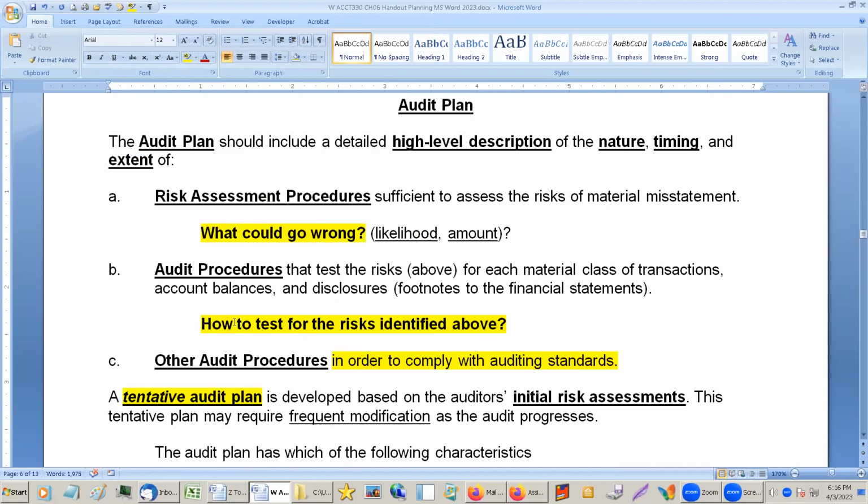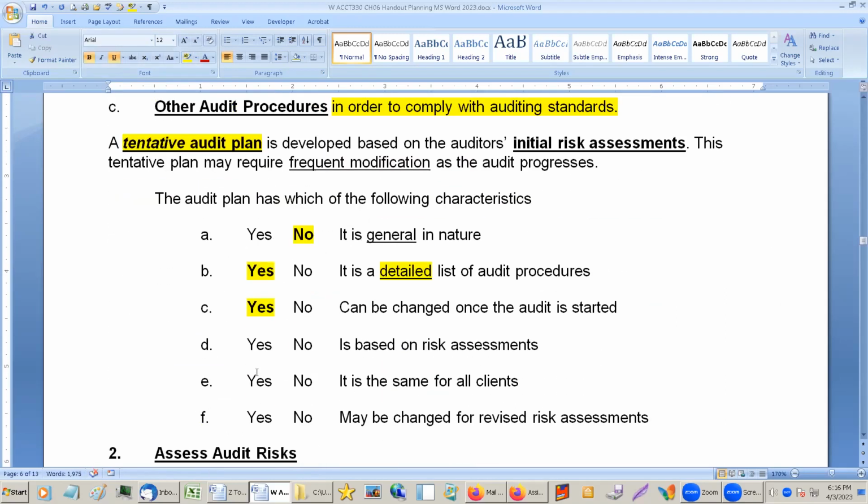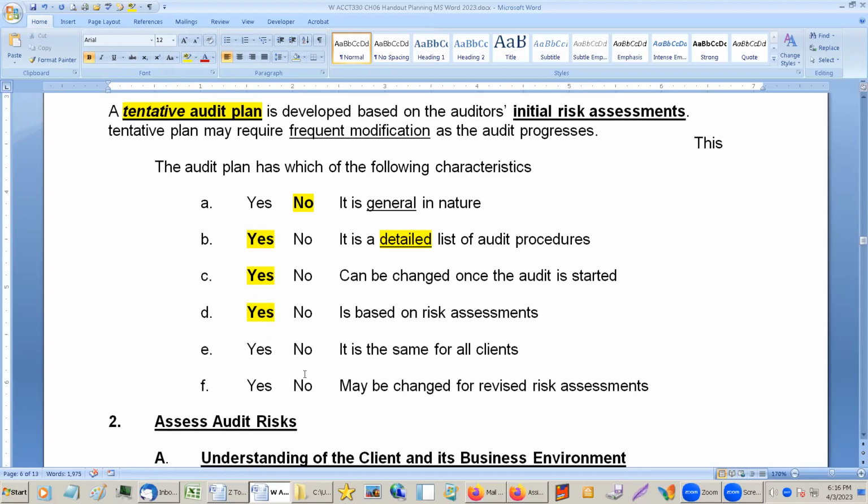Yes. All of it is based on risk. What are the risks? How do we test for it? And if there's not a risk in a certain area, you don't test for it. It is the same for all clients? No.